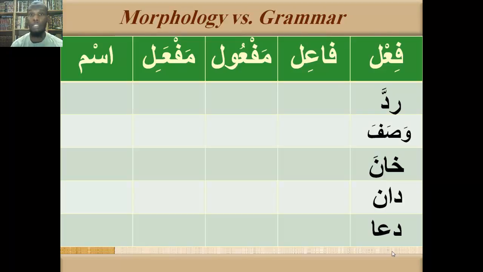The last one we have is da'a. Here the harf illa is at the end. And that's what we call naqis. So if a verb is naqis, then it has a harf illa at the end. That's naqis in terms of morphology.